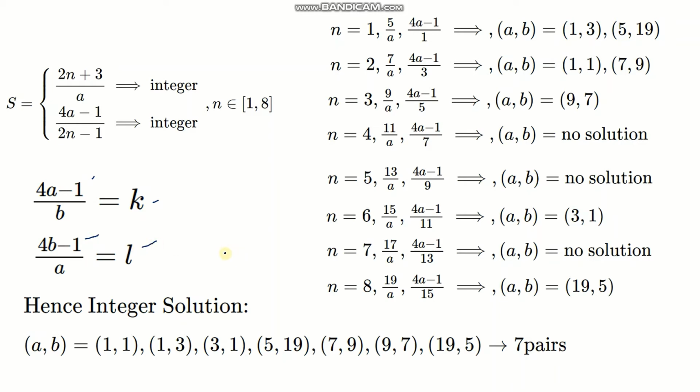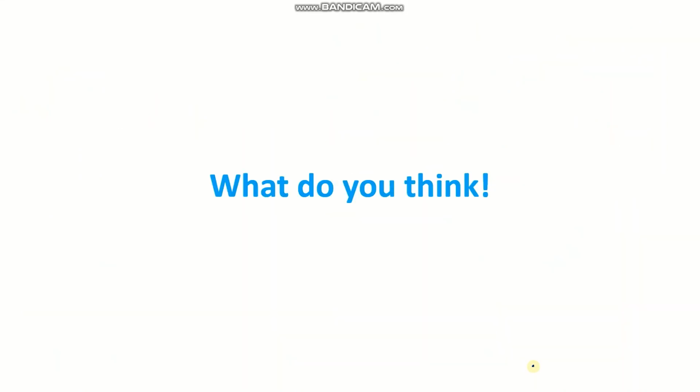We can check. We can choose (3, 1). 4 times 3 is 12, minus 1, 11 over 1 is 11, an integer. 4 times 1 minus 1 is 3, over 3 is 1, an integer. This total of 7 pairs will satisfy our problem. Finally, we found them all.